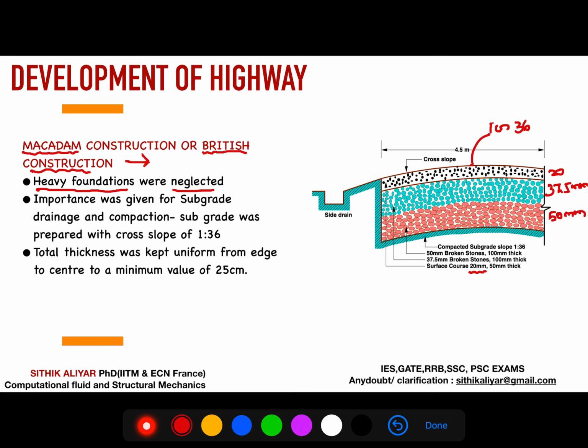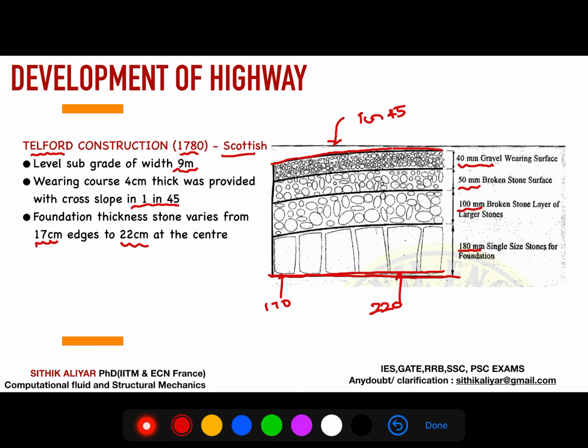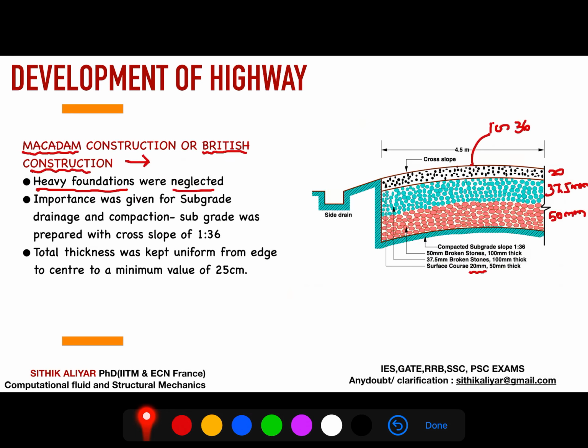not only, if you remember Telford, what he did, he has a straight subgrade, you can see here. But in Macadam he has a slope. You can see the subgrade also has a slope of 1 in 36, and this slope also has a slope of 1 in 36. The wearing course also has a slope of 1 in 36. Okay, this is the wearing course.